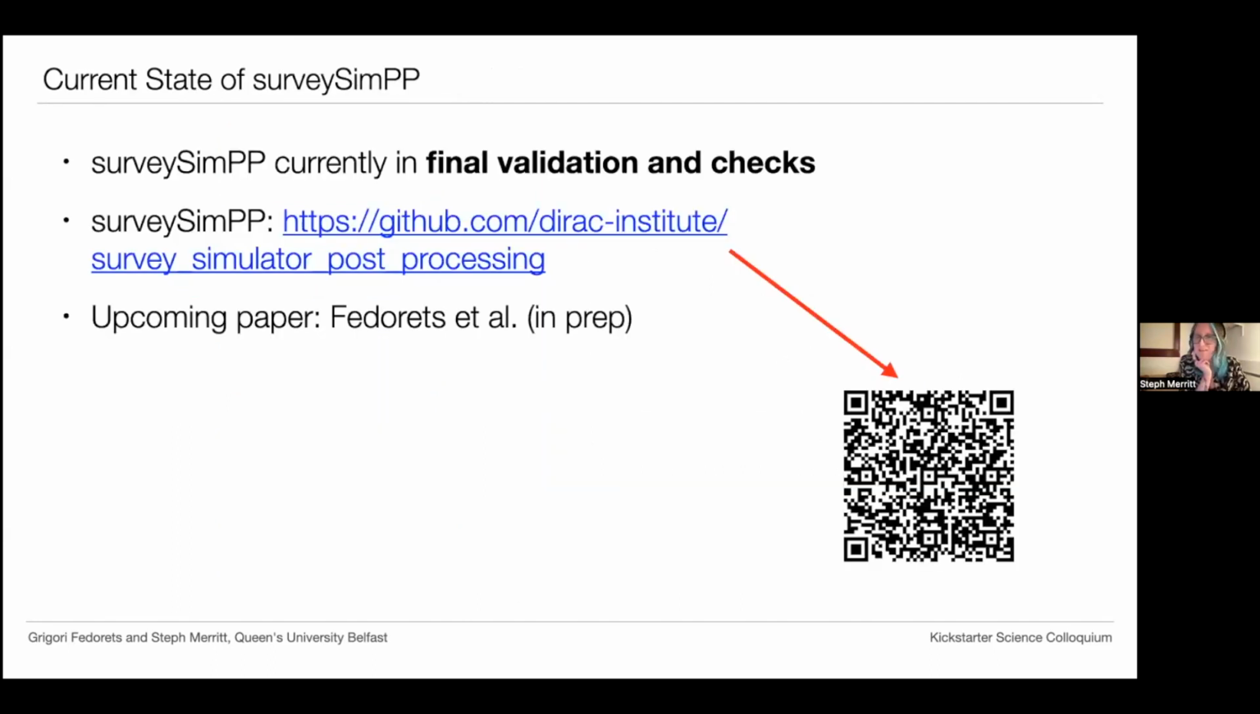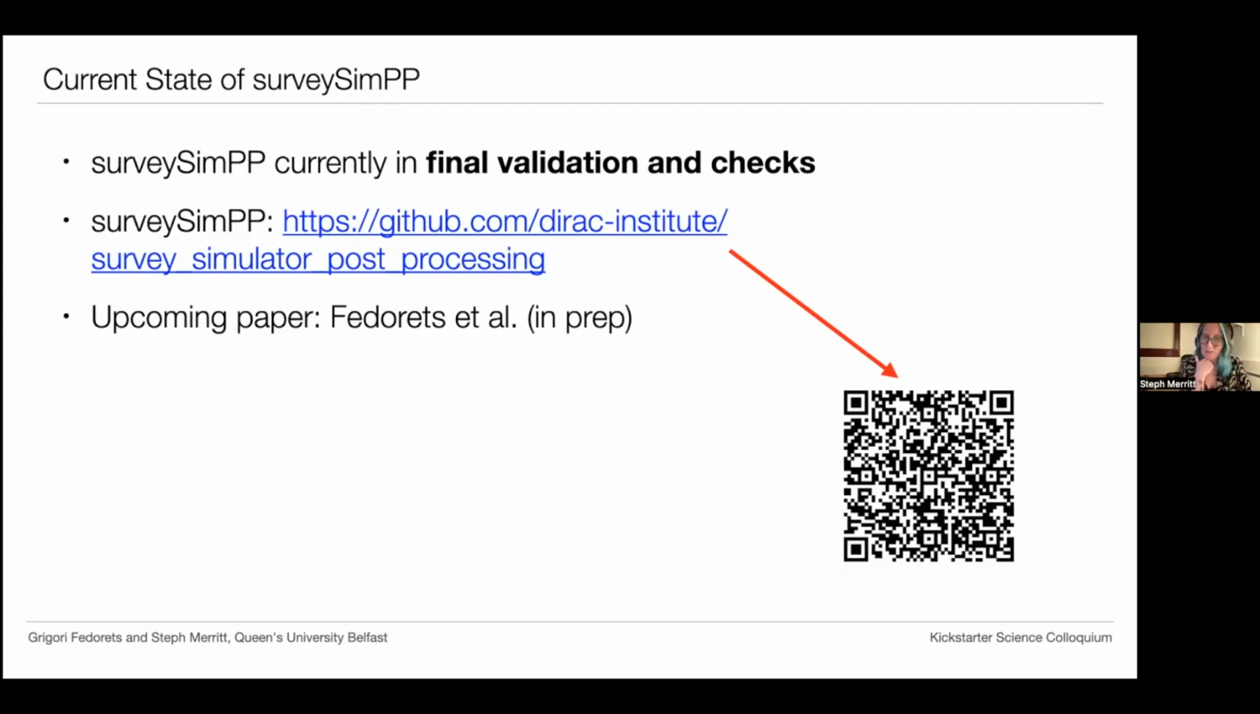So the survey simulator is currently in final validation and checks. Everything seems to be working. We're just kind of ironing out the last few creases, I guess. It should not be used for science cases just yet, but we are very close. We expect to be there before the end of the year. The QR code will take you to the repo if you do want to give it a whirl. Just please bear in mind, we are still working on it. It is in active development. There's extensive documentation out there as well.